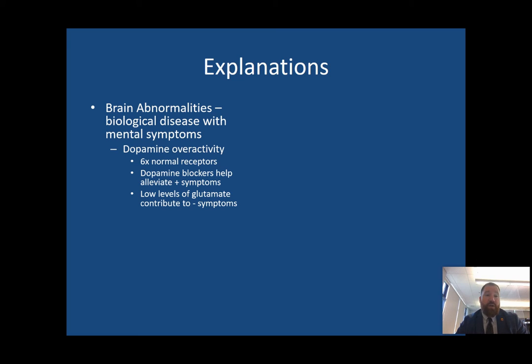So, blocking dopamine from someone with schizophrenia kind of reverts them back to neurotypical behavior, affect, everything. All those positive symptoms start to go away when you put someone on dopamine blockers. And then there's an agonist of glutamate, again, for the negative symptoms.